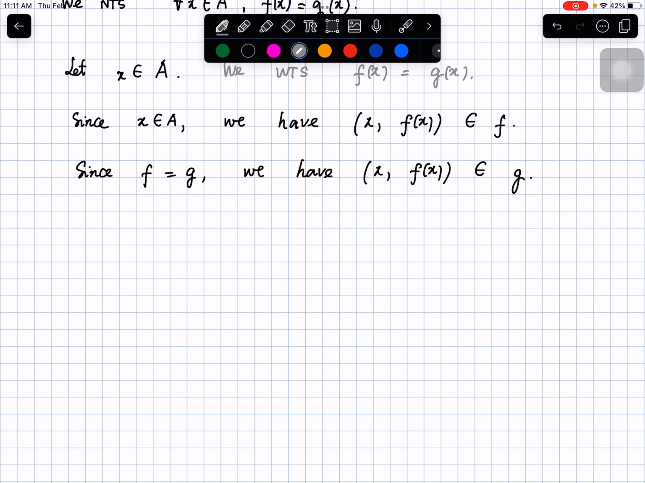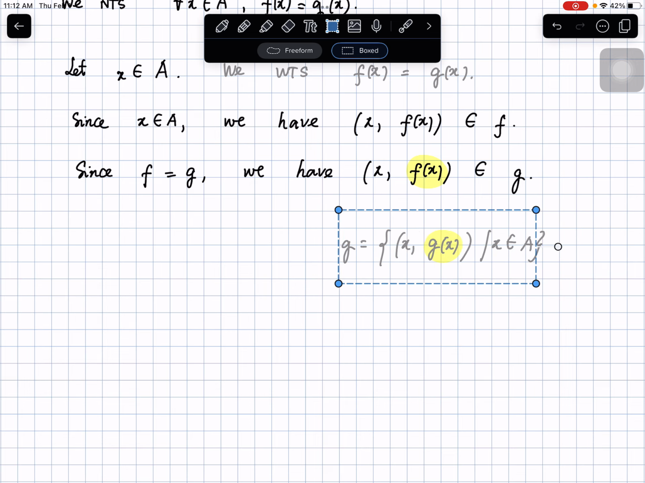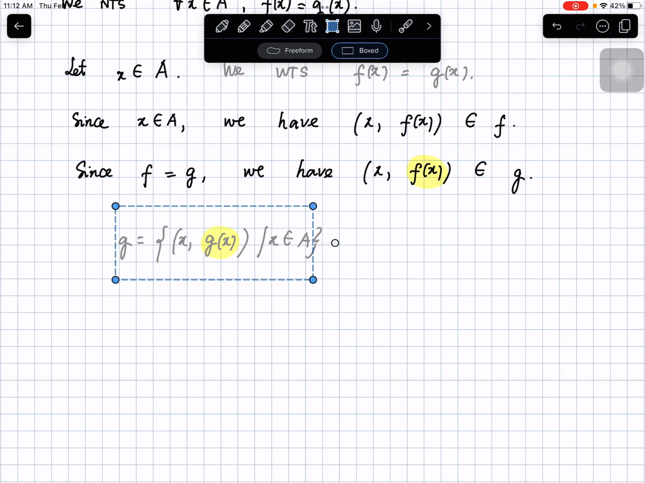Just recall here that g is the set of (x, g of x), x in A, satisfying the existence and uniqueness condition, so it is a function. So for this value of x, the value g of x is unique. So this one is in g, and this one is in g, by the definition of a function.